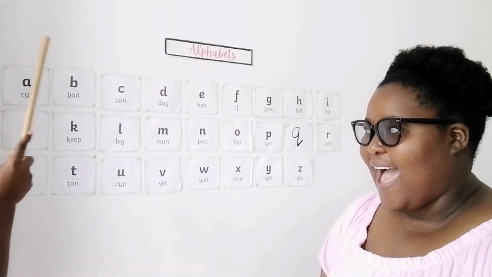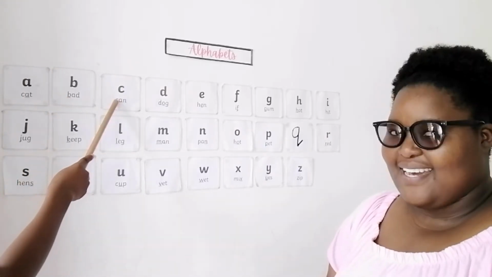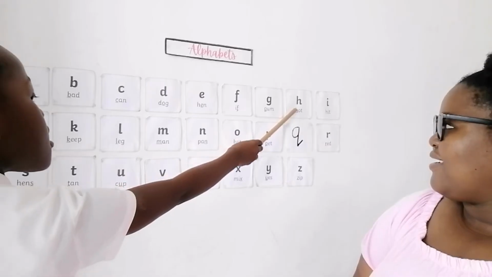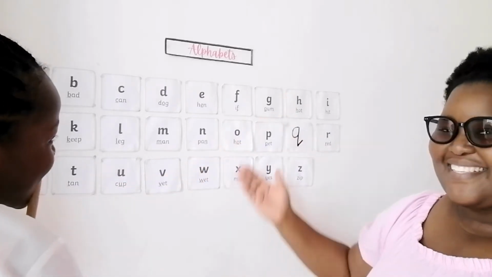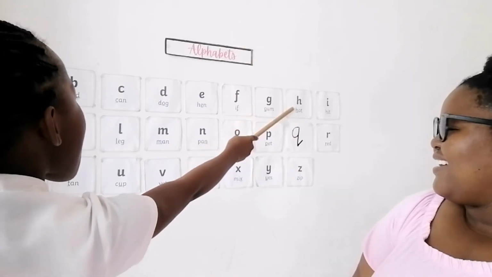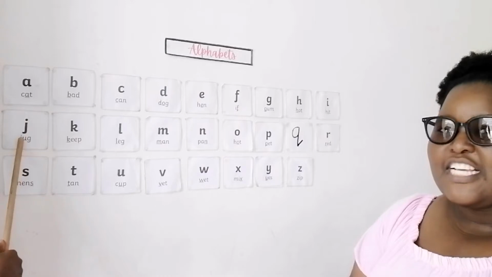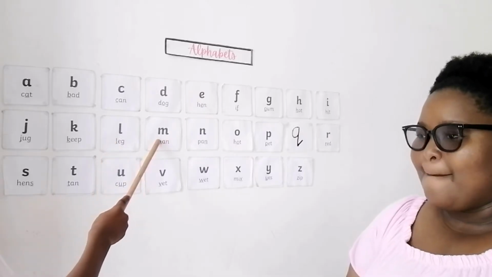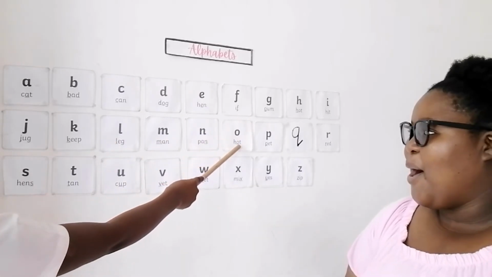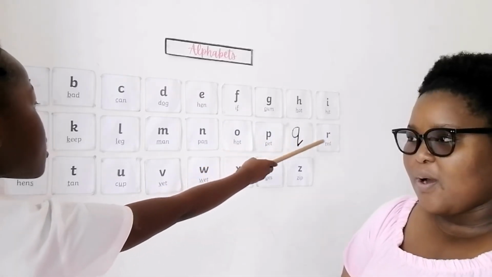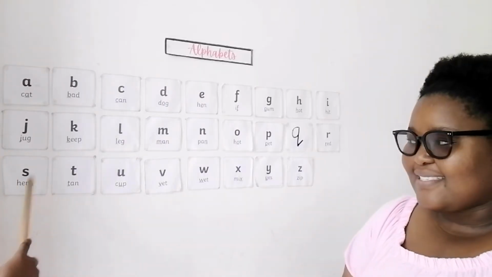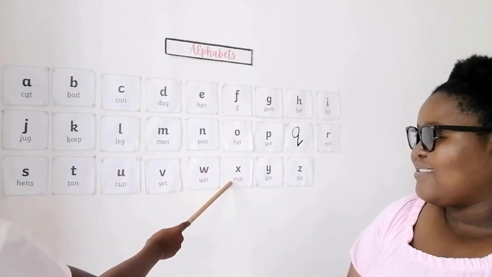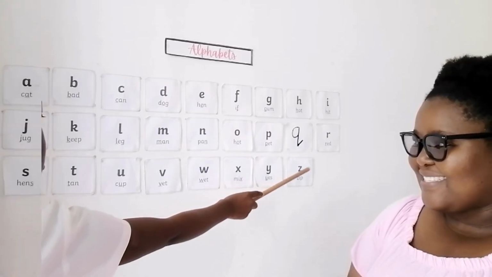This is A, B, B, D, D, E, G, G, E, J, J, M, O, O, R, R, W, W, Y, Y. Teacher, I didn't get it.